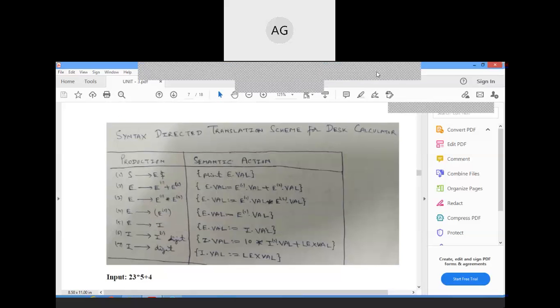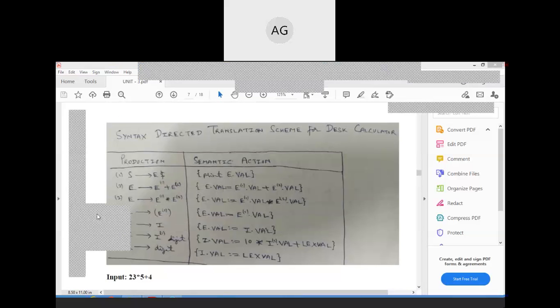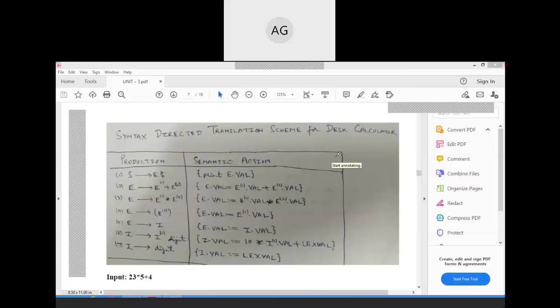As you can see on your screen, a question is given to you, and it is for a desk calculator. On the left hand side, you can see two columns in the table: one is productions and the other is semantic action. Productions are on the left, and corresponding semantic actions are given. The first production is S produces E S, and its semantic action is print E dot val.